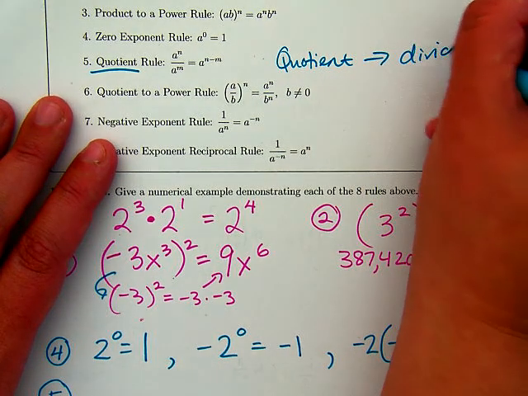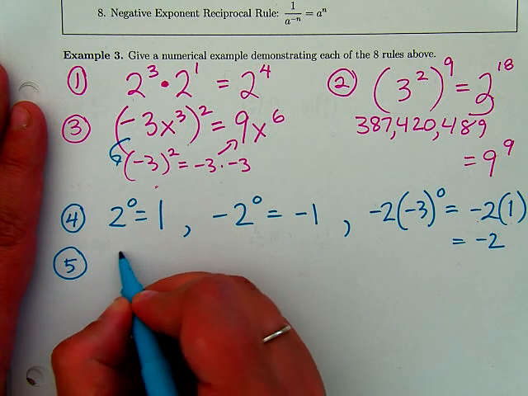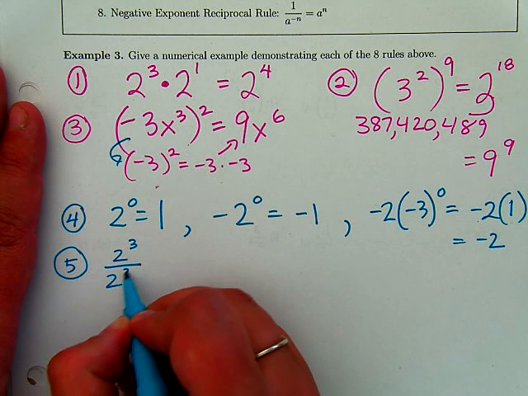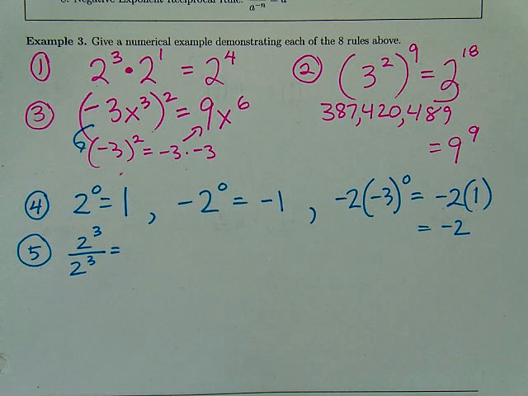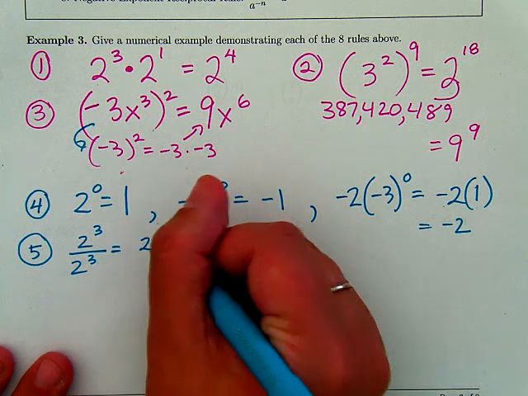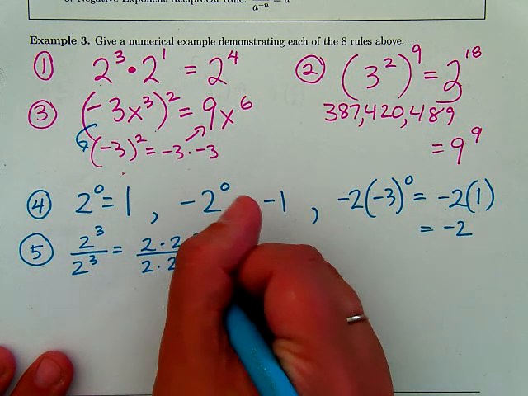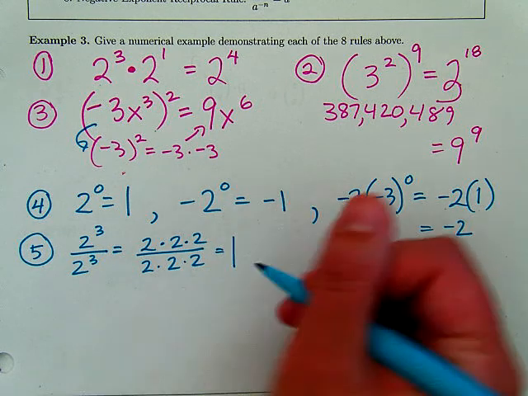divide, okay? So let's say I'm dividing 2 to the 3rd power divided by 2 to the 3rd power. That would be 2 times 2 times 2 divided by 2 times 2 times 2. What is anything divided by itself? 1. Anything divided by itself is 1.